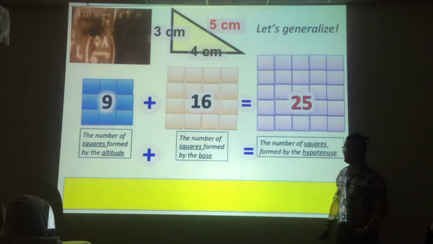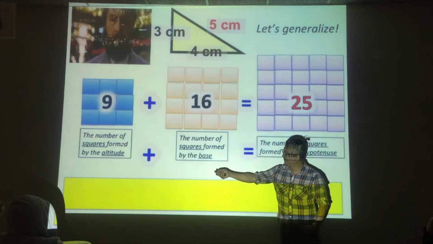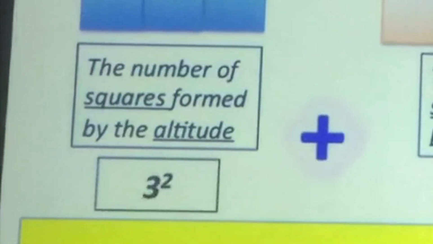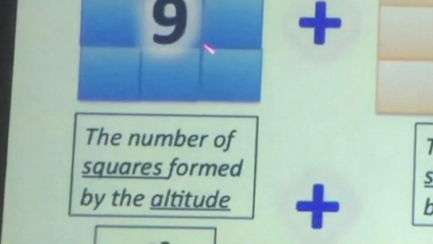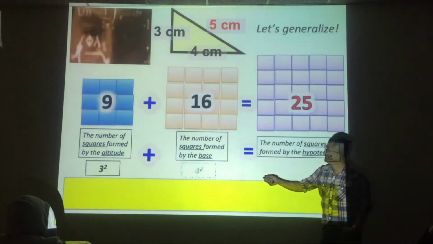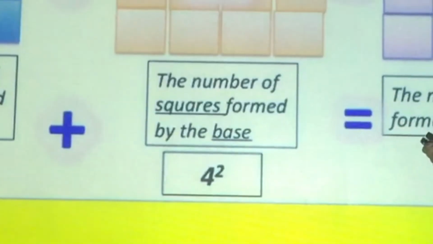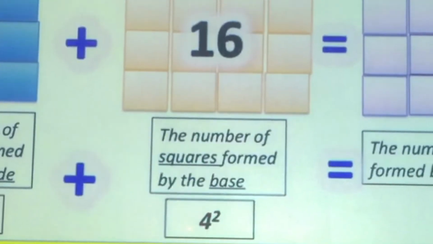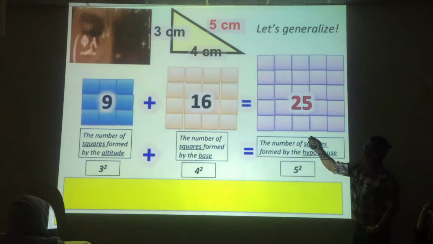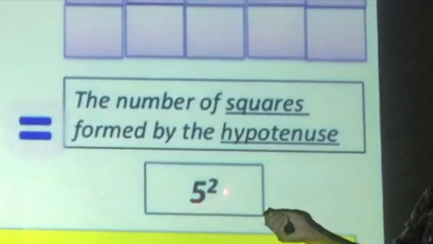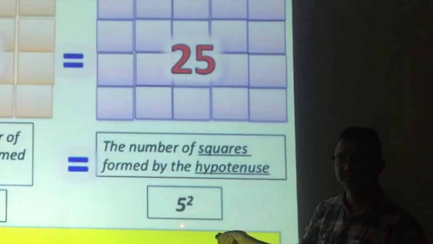We got 25. How do I write this? The number of squares formed by the altitude. See that? That 3 was squared. So you got a 9. You see the connection? Here, this 4 was squared. That's why you got 4 squared. That 5 was squared. So you got 5 squared.